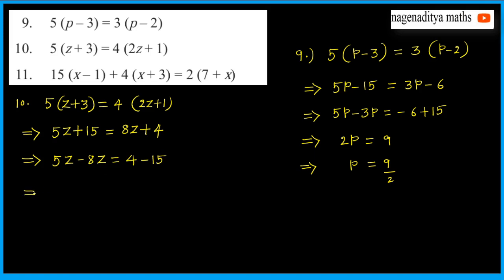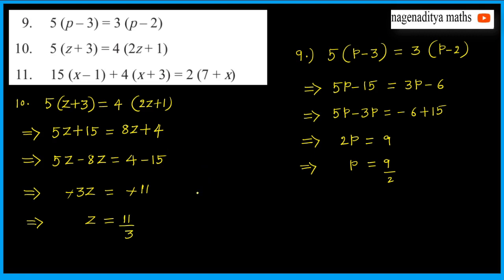So this implies 5z minus 8z, that is minus 3z, is equal to minus 11. Okay, this implies minus minus cancels and z is equal to 11 by 3. z is equal to 11 by 3.